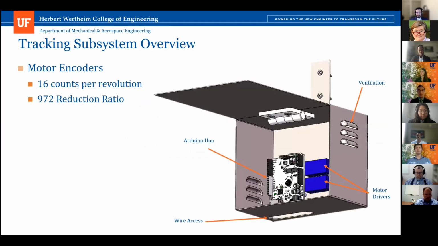The tracking subsystem is contained in a box composed of 1023 carbon steel sheet metal, with a slot below for the wiring to make its way to the motors and vents on the side to ensure that the temperature reached inside the box on a hot day in Las Vegas will not exceed the maximum operational temperature of the Arduino and motor drivers.